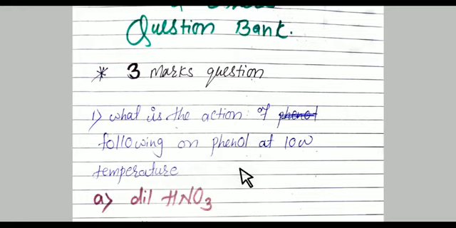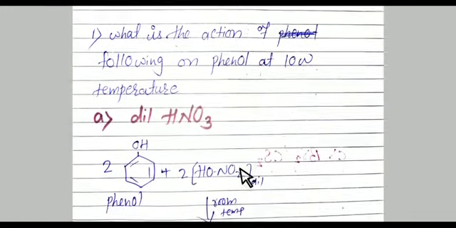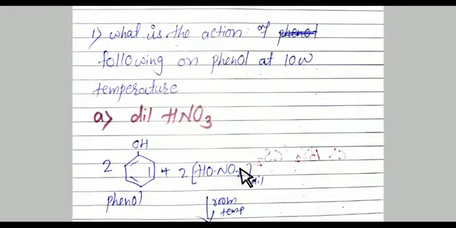See here student, we have to write down the reaction of the following reagents with phenol, but the condition which is given is at low temperature. So the first reagent is dilute HNO3, meaning dilute nitric acid.